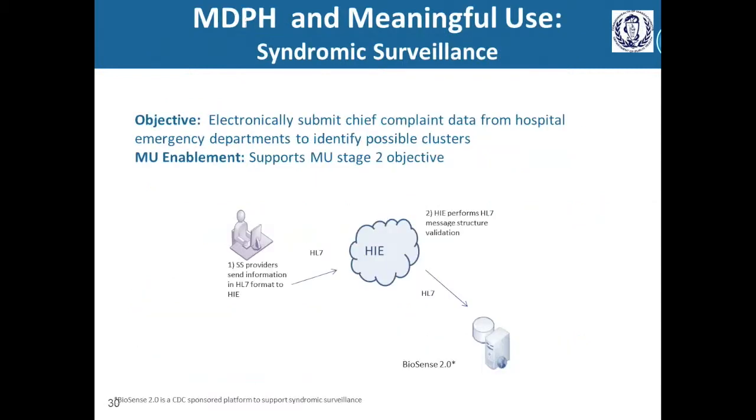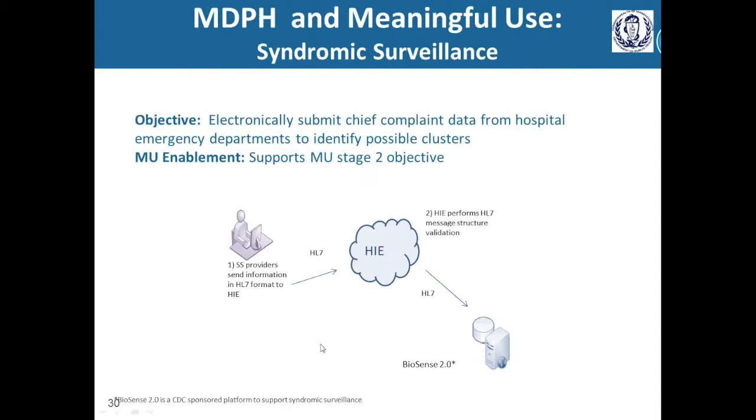Syndromic surveillance, we never did collect before meaningful use required it. It's new to us. The state has decided that we will limit syndromic surveillance data collection to hospital emergency departments only. It will all come through the HIway, and it goes to BioSense, which is a data repository that's sponsored by the CDC and sits in the Amazon cloud.